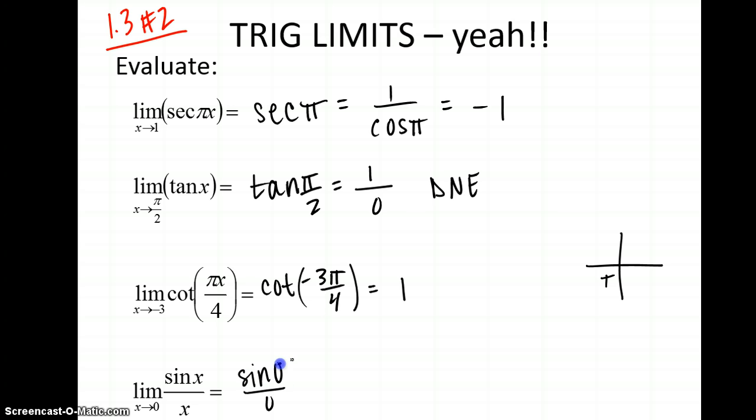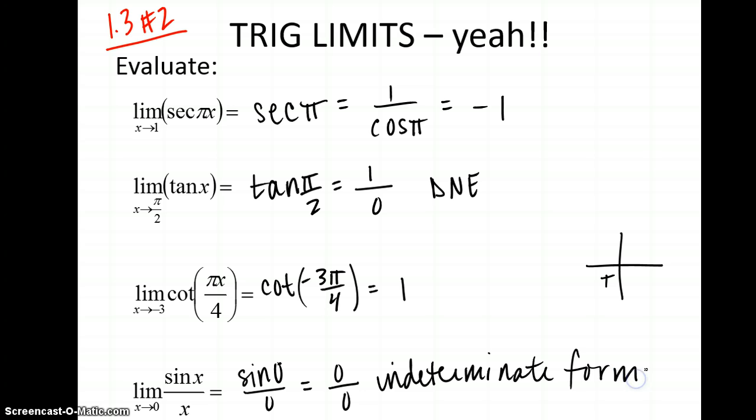Direct substitution here would give us sine of 0 over 0. Sine of 0 is 0 as well, so we have our indeterminate form. Doesn't mean the limit doesn't exist. We just need to look elsewhere in order to attempt to find the limit.